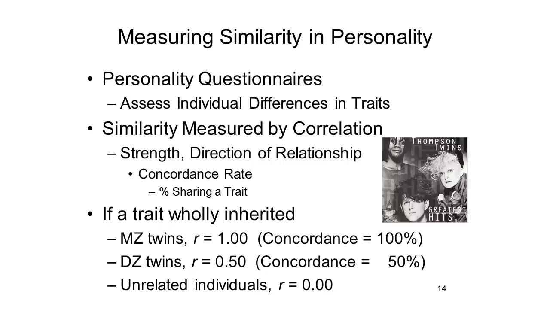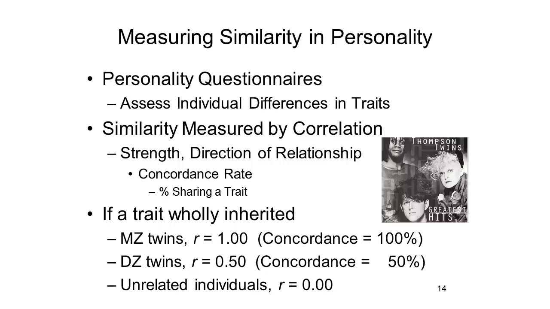If a trait were wholly inherited, we'd expect to see a perfect correlation between identical twins, a correlation coefficient of 1.0, and we'd also expect to see a substantial but not perfect correlation of 0.50 for dizygotic twins. If a trait is wholly inherited, then genetically identical twins should be identical in personality.